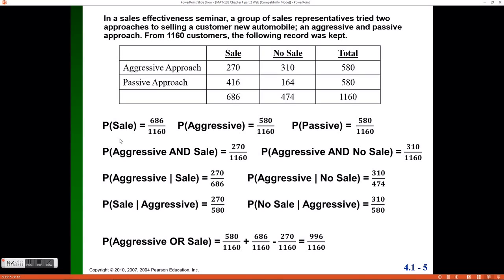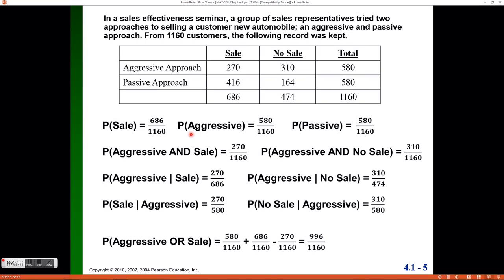Computing different types of probabilities, we'll go through some examples below. To start, I would want to calculate the probability that there was a sale. For almost all these calculations we're about to do, you can find the probabilities by using the relative frequencies from the table. You can see here that I have a probability of 686 over 1160. And that is because there are 686 customers who bought a car out of the 1160 total customers. So I'm just using the relative frequency of this event.